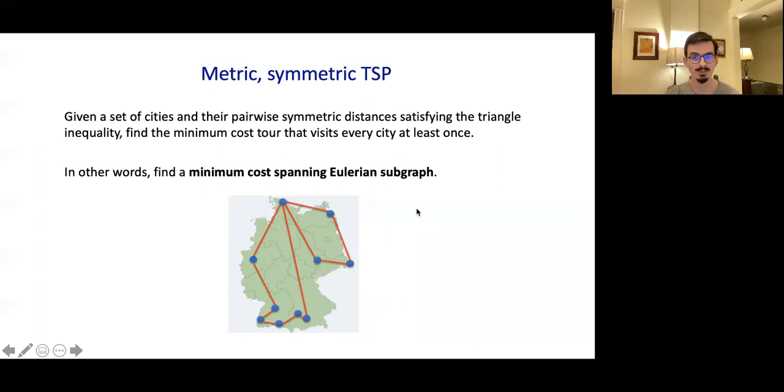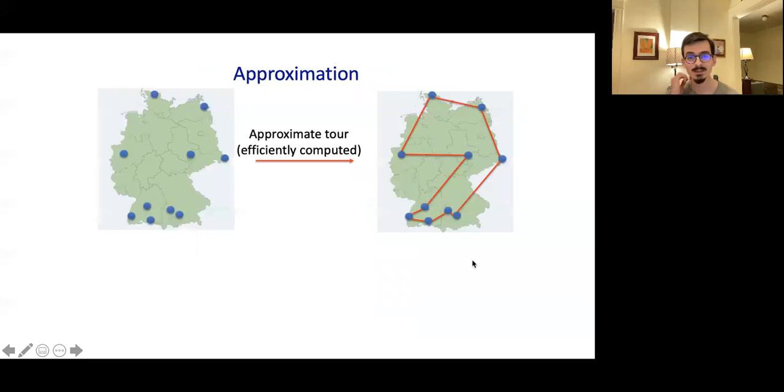So we want to find a cheap connected spanning subgraph in which every vertex has even degree, because such a thing has an Eulerian tour. TSP is NP hard, so often we have to resort to approximation algorithms.